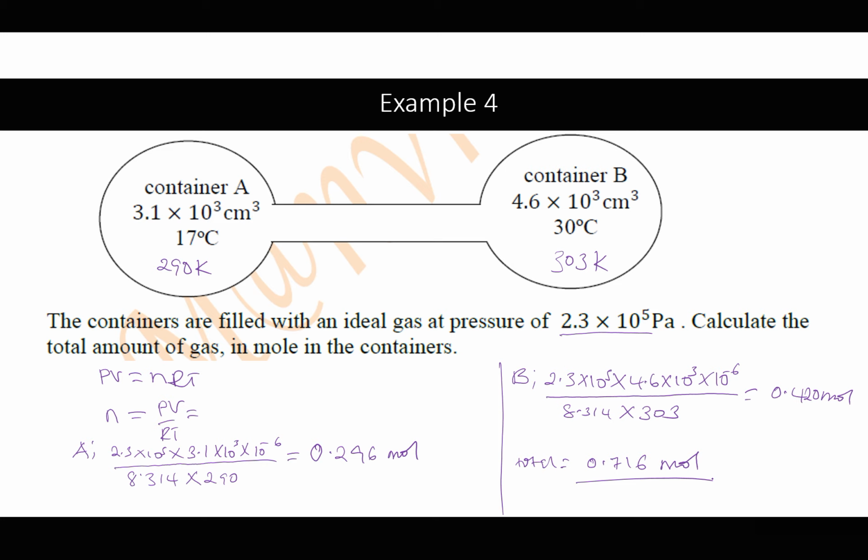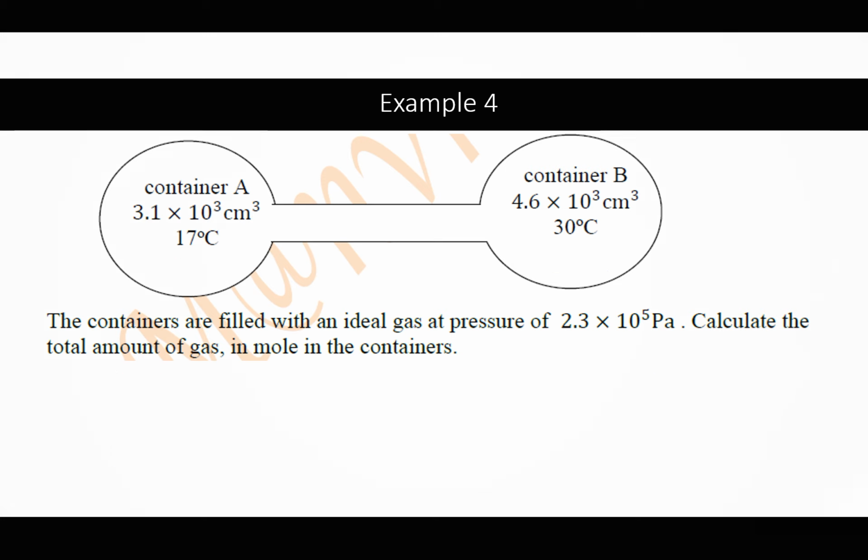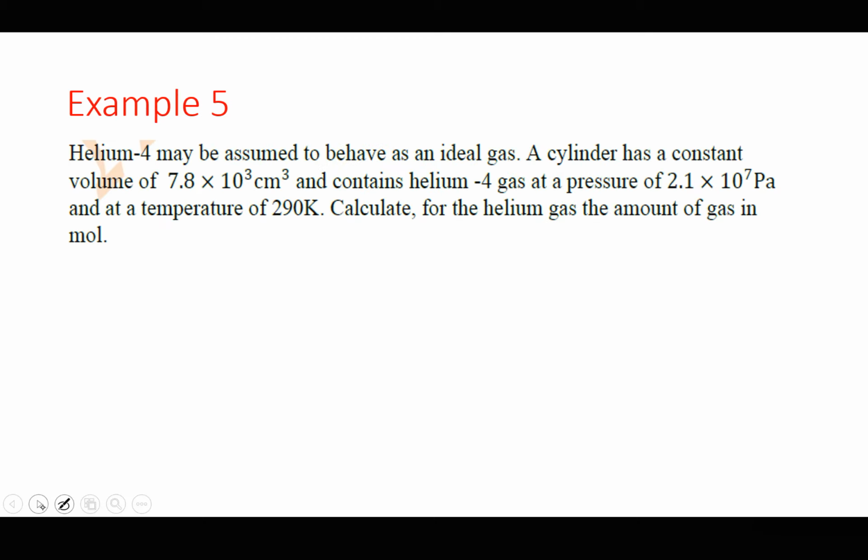Number 5. So number five, helium 4 may be assumed to behave as an ideal gas. A cylinder has a constant volume 7.8 times 10 power 3 centimeters cubed and contains helium 4 gas at a pressure, so this is the pressure, 2.1 times 10 power 7, and the temperature is 290 Kelvin. Calculate for the helium gas the amount of gas in moles. So we want number of moles.